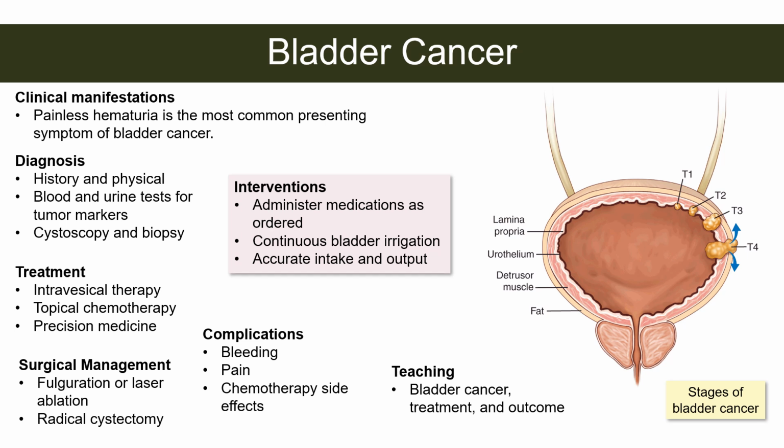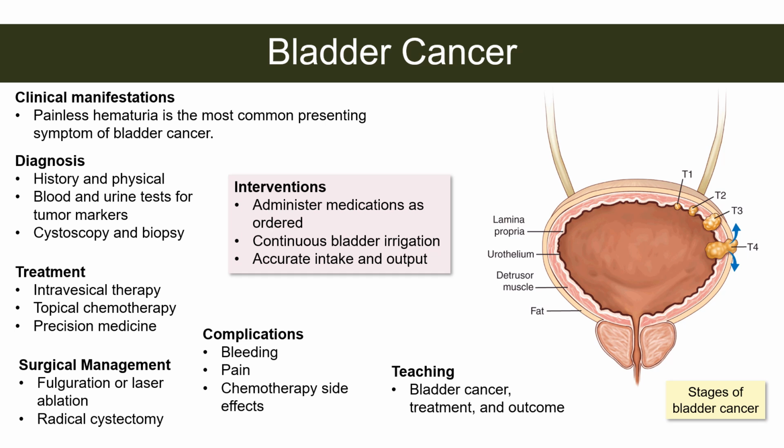Diagnosing this, we want to make sure we get a good history and physical. We want to know about risk factors, like do they smoke, or maybe they're exposed to secondhand smoke, that sort of thing. Cystoscopy and biopsy, blood and urine tests for tumor markers. And remember that biopsy is the definitive way to diagnose any type of cancer.